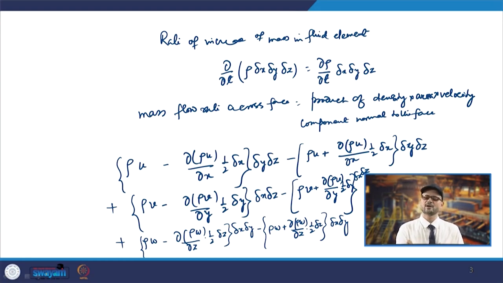Here you are getting ∂ρ/∂t into δx δy δz. Now, in this case, this is minus ∂(ρu)/∂x times half δx, and that will be minus ∂(ρu)/∂x times half δx into δy δz. So these two terms will be added, and there will be a negative term of minus ∂(ρu)/∂x δx δy δz. That is what you are getting, and this will be the term ultimately, which will be equated to this term. So what you get is this term, ∂ρ/∂t δx δy δz.